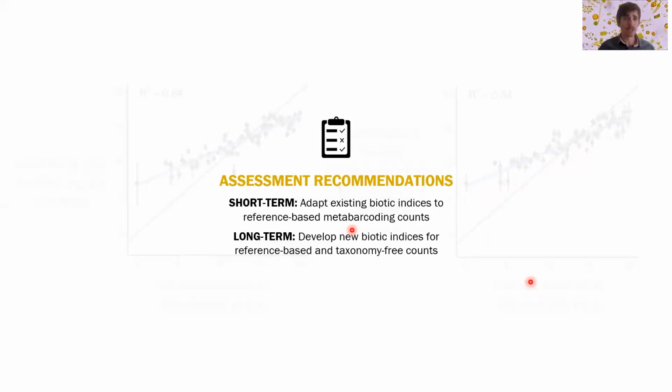So my recommendations for assessment are in the short term that we should be adapting existing biotic indices to reference-based metabarcoding counts. This will be as similar to what we currently do morphologically as possible and allow that interpretation gap to be minimized while still allowing us to use DNA and morphology data complementarily. In the long term, we should look into developing new biotic indices for both reference-based and taxonomy-free counts to better harness the power, the untapped power of DNA data.